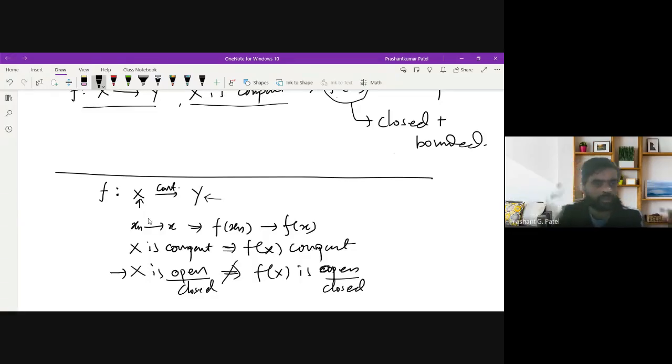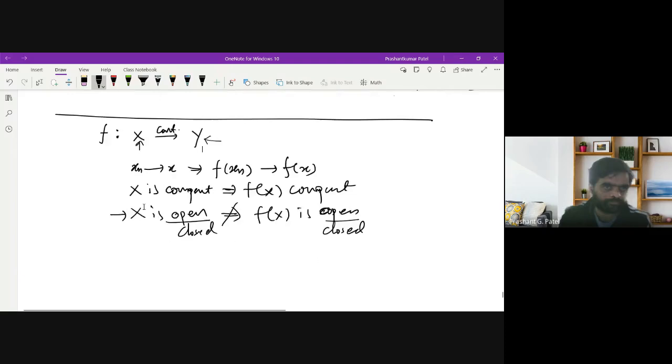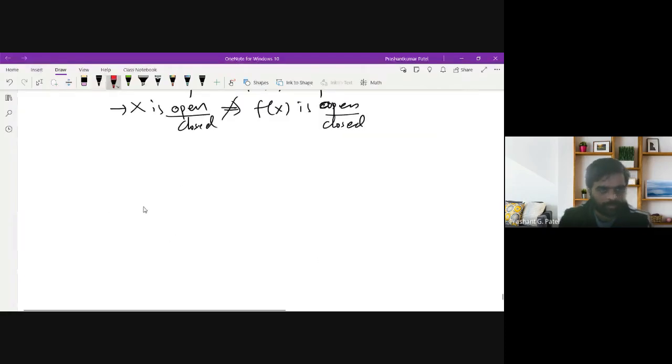That means some property which X has, under the continuous map, whether f of X has the same property. So these are some questions you can ask by yourself and try to answer. Here I am talking about X having a Cauchy sequence; then it does not imply that f of X has a Cauchy sequence under the continuous map. So for that, I am giving you this example.